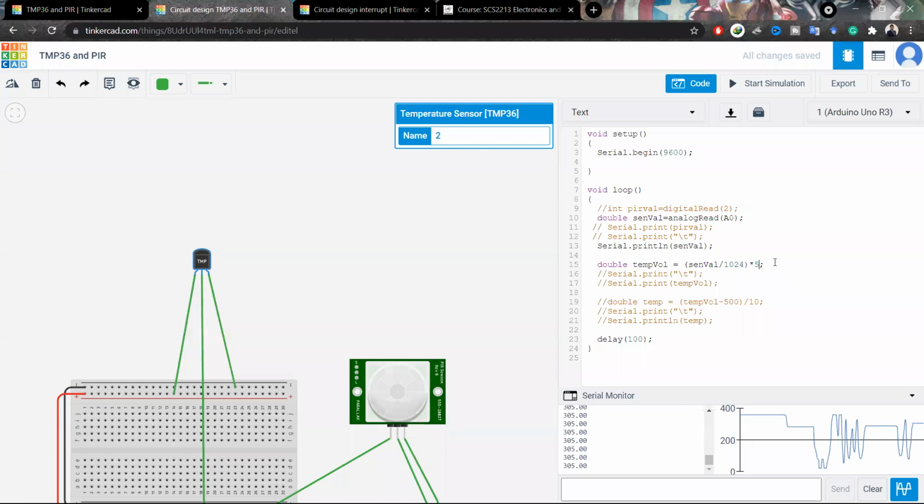The maximum value is 1024. I'm going to divide the sensor value by 1024, right? So that's the basic maximum. It's like 0 and 5, 0 to 5 means the voltage sensed. Then the maximum value will be 1023, right?